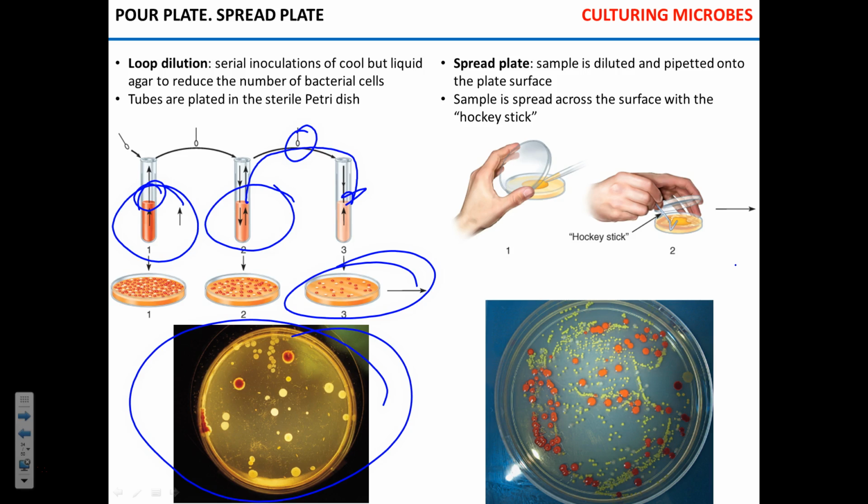Another way is the spread plate. Spread plates don't thin it out really. You put the sample in the center of the plate, you take a hockey stick, and you just spread it on the plate. It's very useful when you want to make a so-called bacterial lawn, when the plate is all covered. Okay?